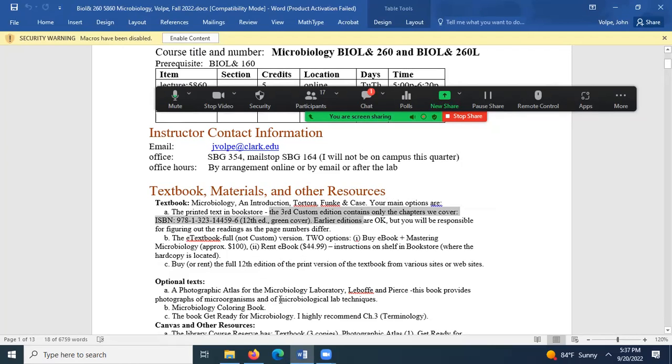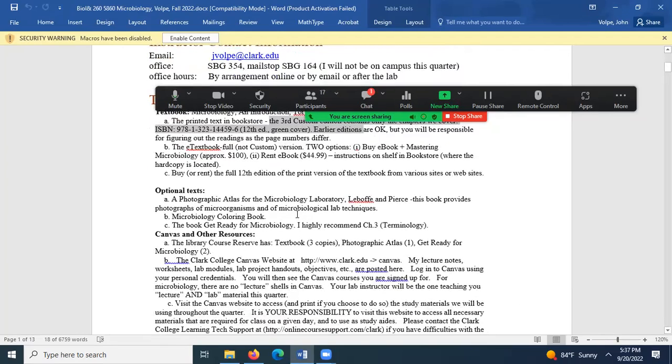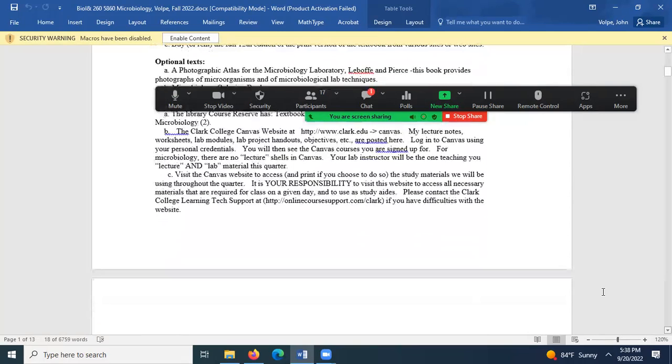There are optional texts which you may buy, you don't have to. They're useful, but they are not required. The bookstore has them. You can also find them in the library, the course reserves. And then you should check out Canvas for other resources. It is your responsibility to check the Canvas website to get study materials and what we'll be doing, as well as if I make an announcement, I'll put it on the Canvas website.